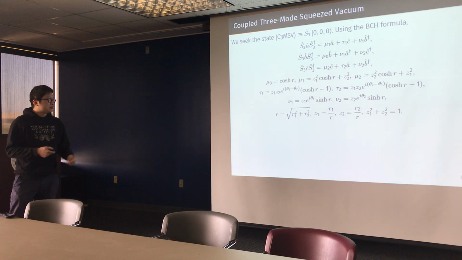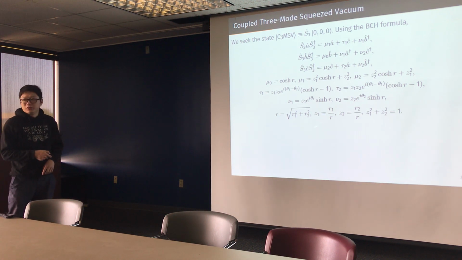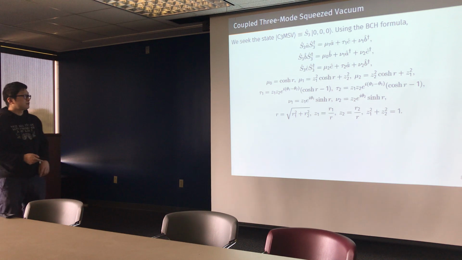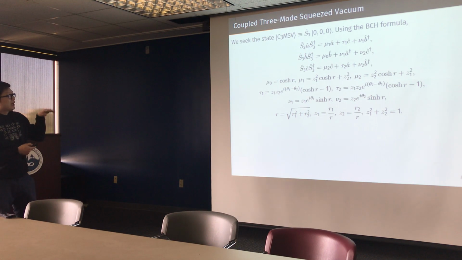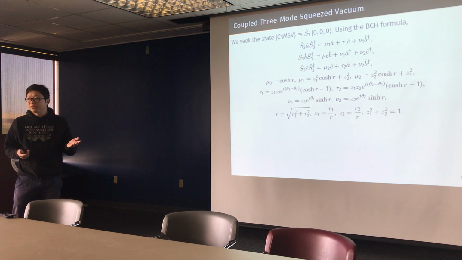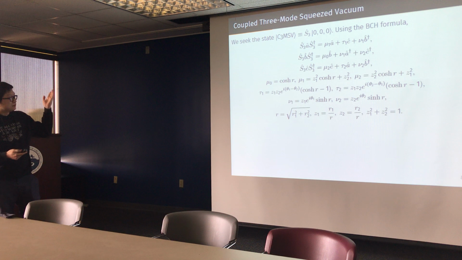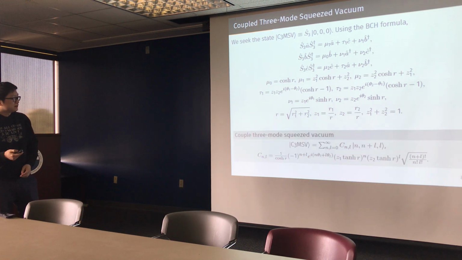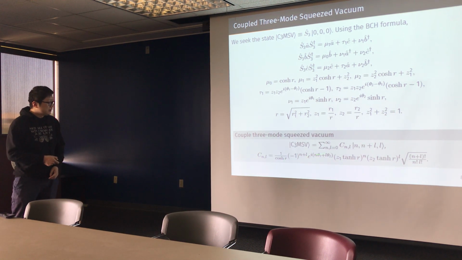And right, the Z is just the ratio of R1 to R and R2 to R. Okay, so once we have this transformation of the modes, we can use the same method that we used to solve for the two-mode squeeze vacuum to solve for the coupled three-mode squeeze vacuum. And the final answer looks like this. So the squeeze vacuum state looks like that, and the coefficients in front is that.